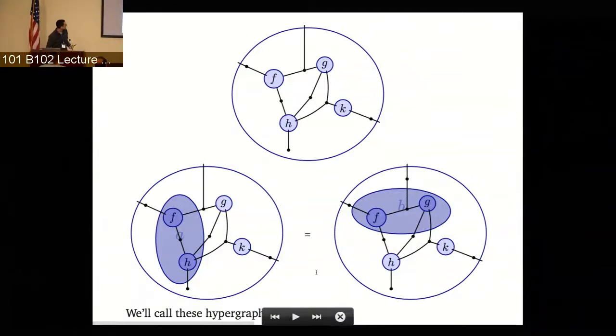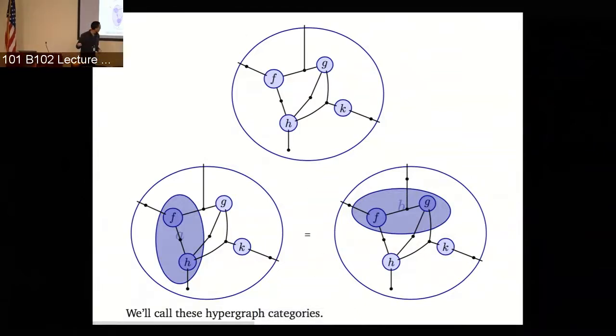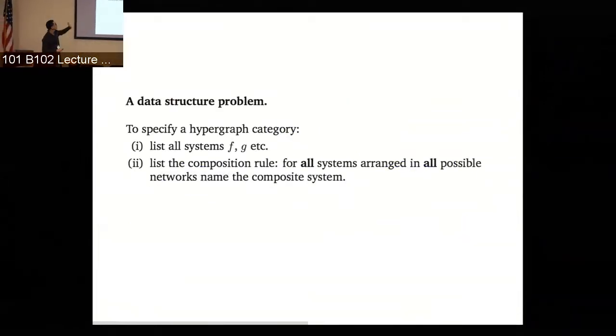I don't know how to move that, but I'm also going to call this a hypergraph category, because that's some jargon that's in the literature. So this is a data structure problem, right? To specify a hypergraph category, there's a bunch of things you have to do. You have to list all the names of the systems. You can't really get away from that, because everything that you want to talk about needs a name.